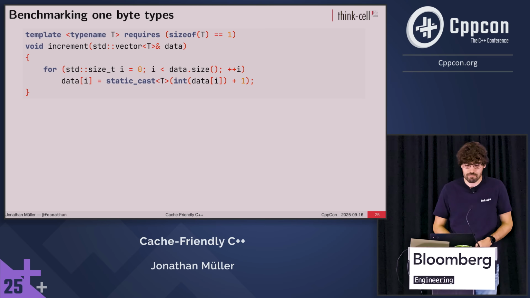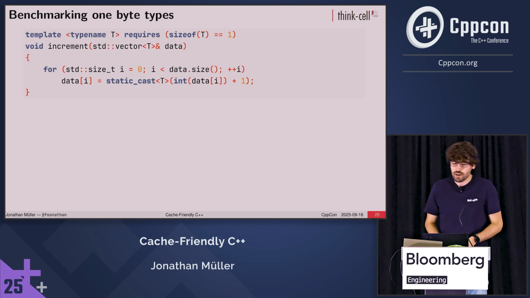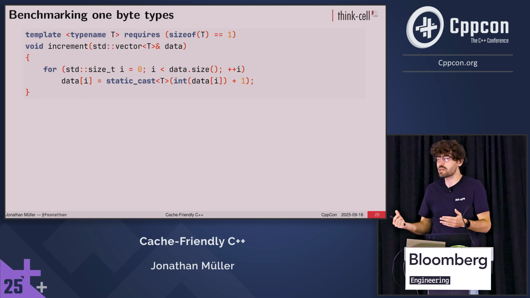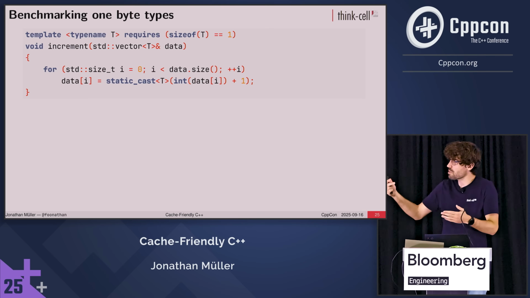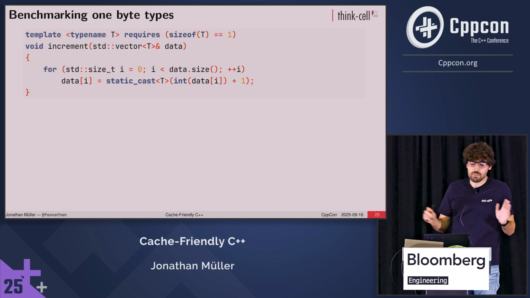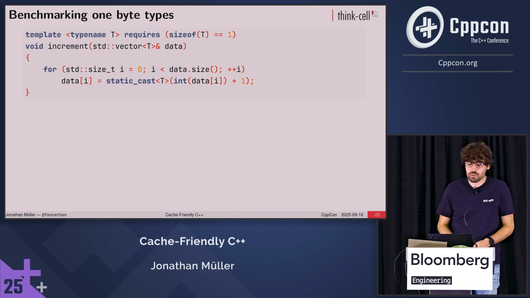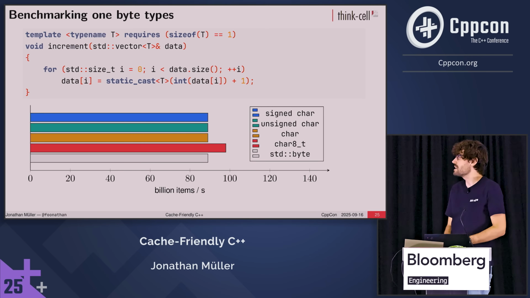Let's benchmark them. So this is a function that just takes a 1-byte type and increments it. And I have to write the increment a bit ugly because byte is an enum class and it doesn't have operator++. So I just have to cast that to an int, do the arithmetic, and cast it back, so it works on all types. But this all boils down to the same CPU instructions, so it doesn't really matter. And if we benchmark our various types, we'll see that all of them have the same performance except char8. Char8 is faster.